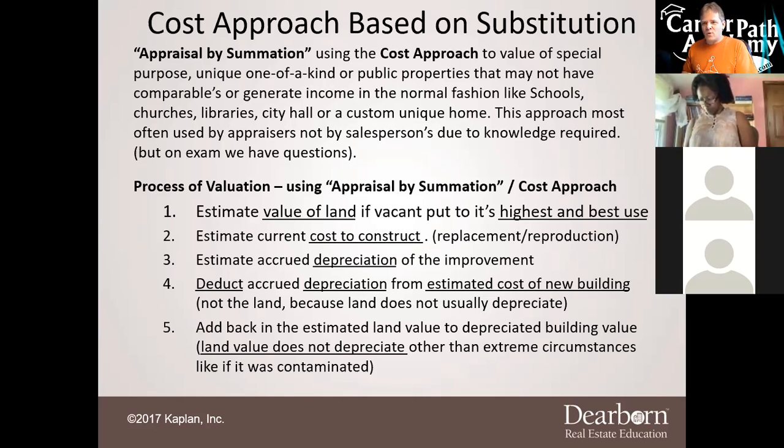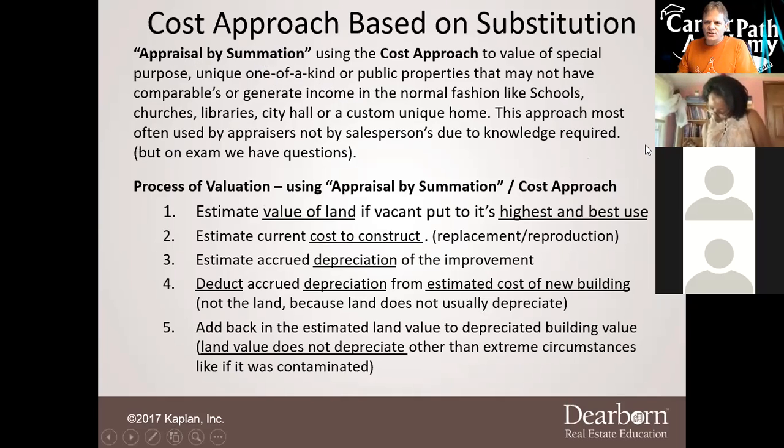Now, you will get an exam question about this, and it'll probably be a math problem about how to do this, which is really strange since we don't really use this approach in real life as real estate agents. All right. Now, how would the appraiser use the cost approach? Well, here's an exam question for you. The cost approach to value is also known as appraisal by summation. Or they could give it to you the other way. An appraisal by summation is also known as the cost approach.